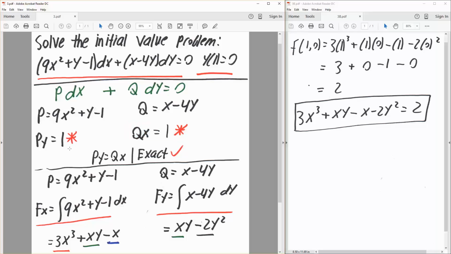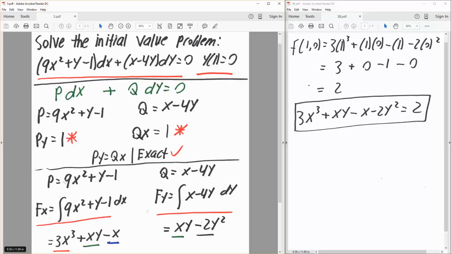Since Py is equal to Qx, we know that this is an exact equation. If Py and Qx were not equal, it would be inexact, and in the next video, we will show how to do that. And so just to recap, P is 9x squared plus y minus 1, and Q is x minus 4y.